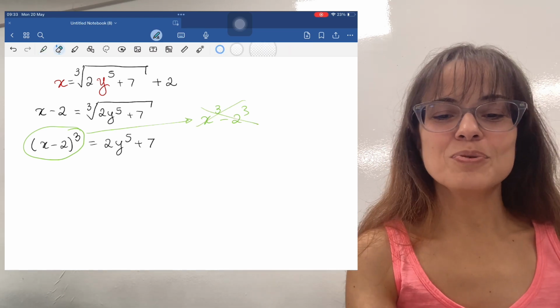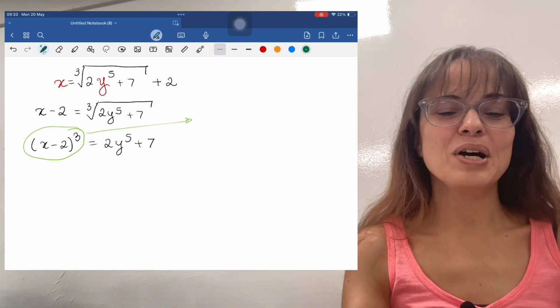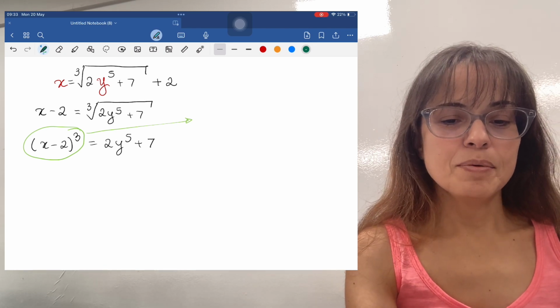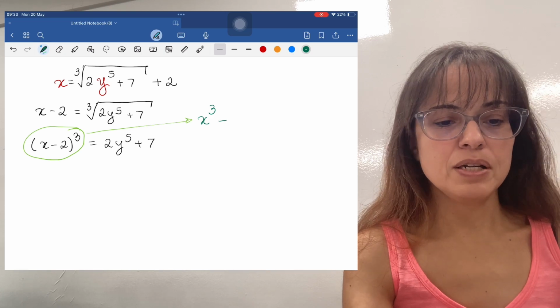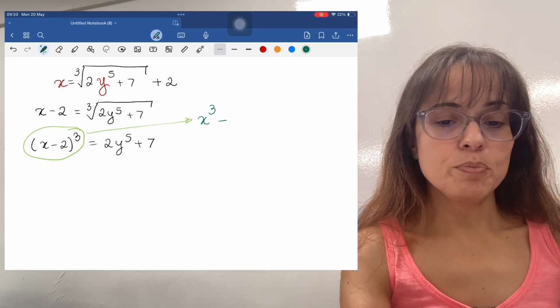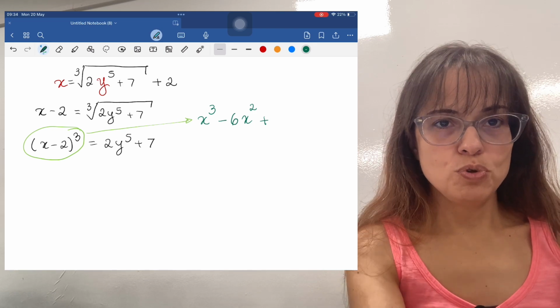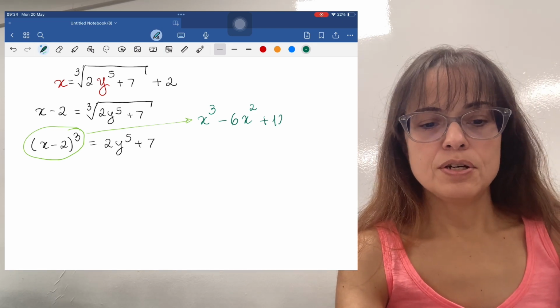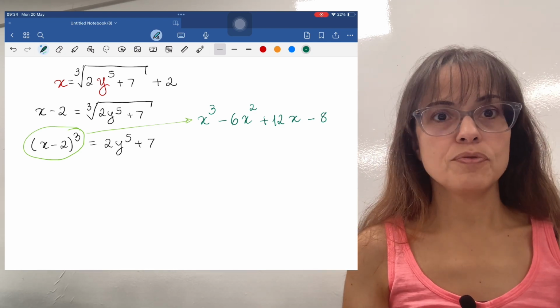That's not how this goes at all. This requires a binomial expansion, right? I also have videos about that. But to the power of 3 means that you put x to the power of 3, then minus, well, it's going to be 6 now because it's 3 times this 2. The next one is 3 times 2, 2. So it's 12 here, x, and minus 8 finally, which is 2 to the power of 3.